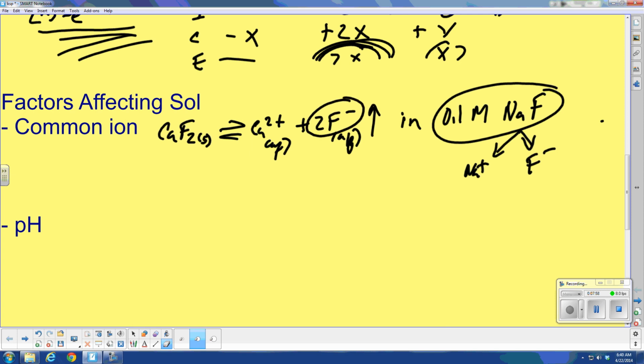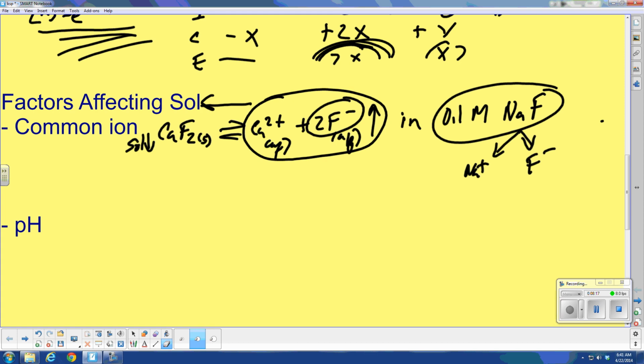Well, what's that going to do to my equilibrium? It's going to shift my equilibrium this direction. And if it shifts that direction, that means I'm going to have less of my aqueous ions in solution. If it's less, that means my solubility is going to do what? My solubility is going to decrease. That's the way you can think of this qualitatively.